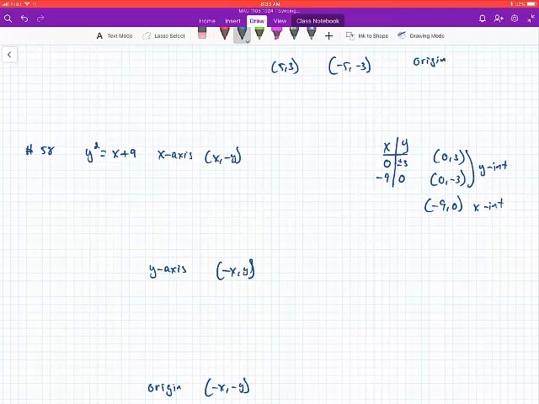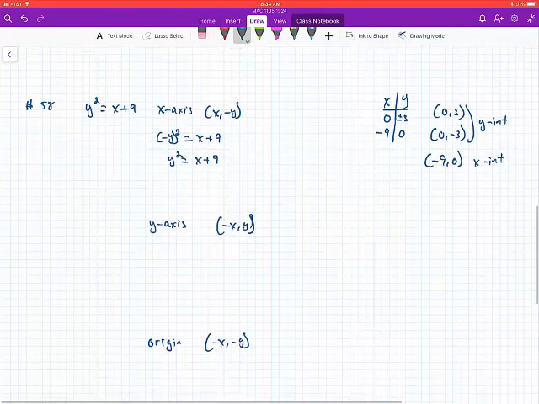Okay, so how do we test for symmetry? We have the equation y squared is equal to x plus 9. For the x-axis, we're going to replace y with negative y, and we're going to see if we return to the original equation. So here I have negative y squared is equal to x plus 9. Well, negative y squared is simply y squared, and so you can see that this one will be symmetric with respect to the x-axis, because when I replace y with negative y, I still ended up with the original equation.